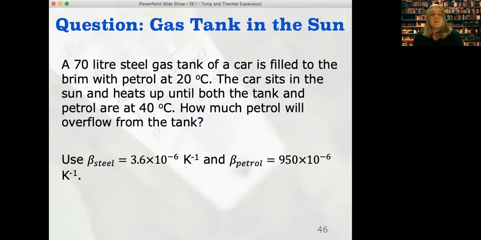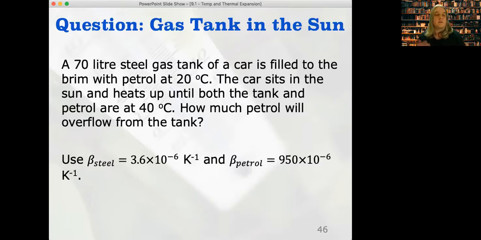It's absolutely full of petrol, and it's at 20 degrees Celsius. But then the car sits in the sun and heats up until both the tank and petrol are at 40 degrees Celsius. How much petrol will overflow from the tank? So obviously a few assumptions. One is that the opening for the tank is right at the top, so that the overflow will come out the top. The other one is that it's open, so that the petrol can overflow rather than expanding and forcing the steel tank to be under tension or under stress.